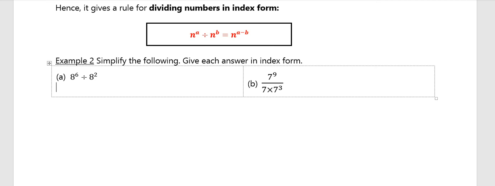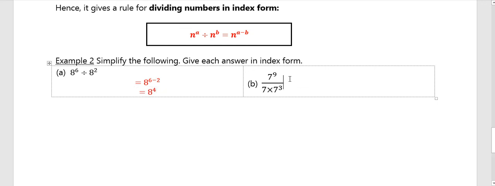Right, let's proceed. Now, what do you do with the power? You have to subtract them directly. All right, you have to subtract them. 8 power 6 minus 2. So in the final one, you have 8 power 4. That's it.